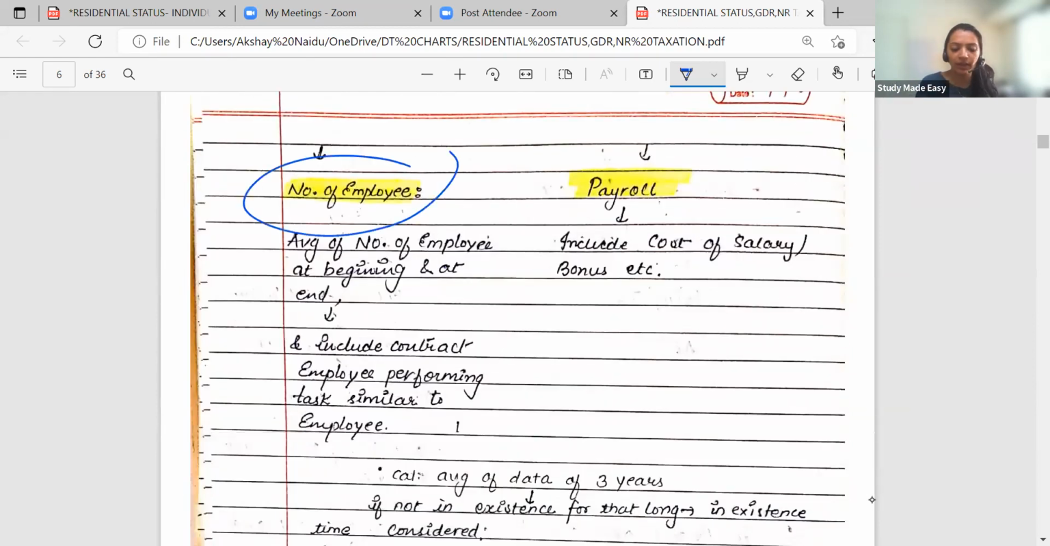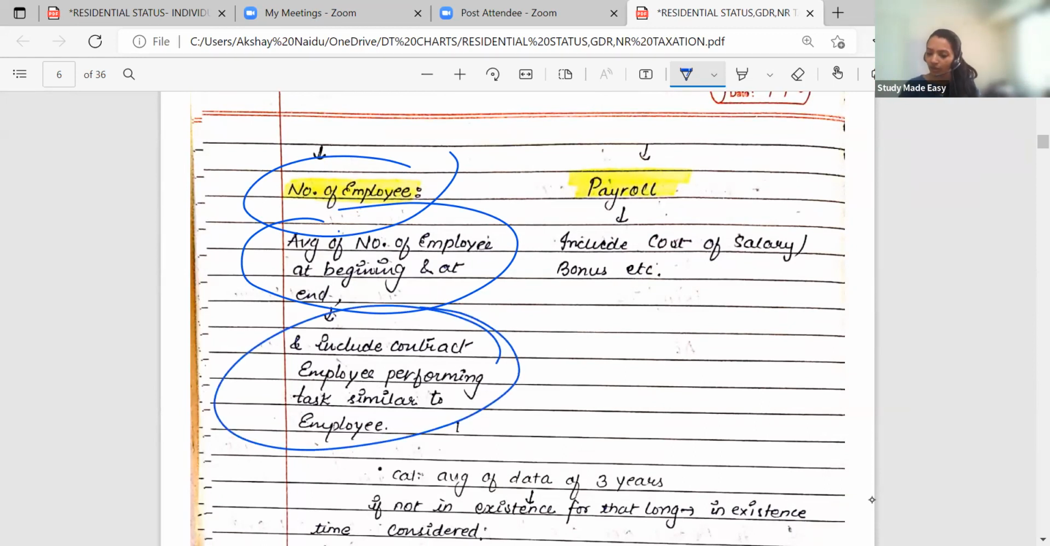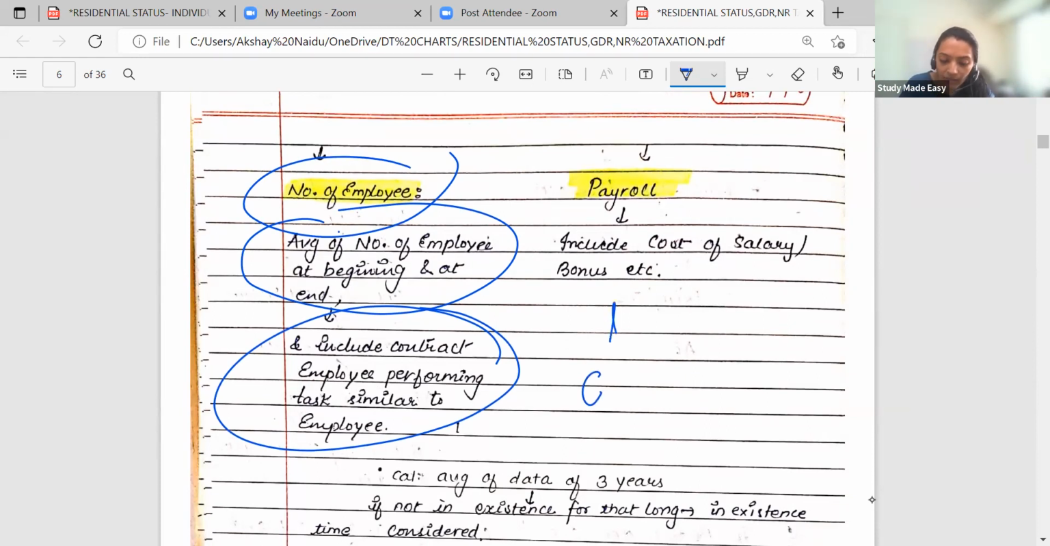Number of employee, again average. Beginning mein what was the number of employee, end mein what was the number of employee, take an average. Now comes this point, it has been asked in question. They say you include employee whether they are located in India or whether they are resident in India. Both the employees are included. Resident as well as located, both the employees are included.